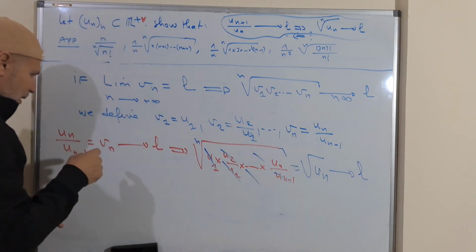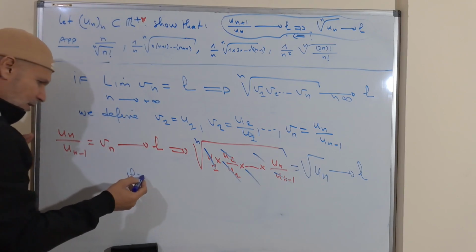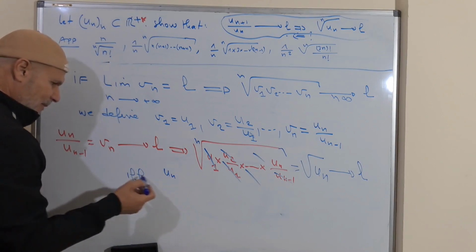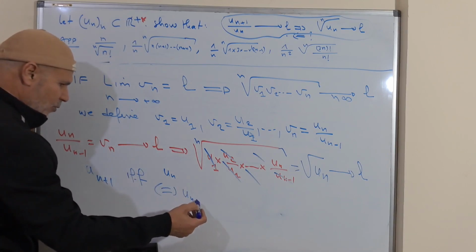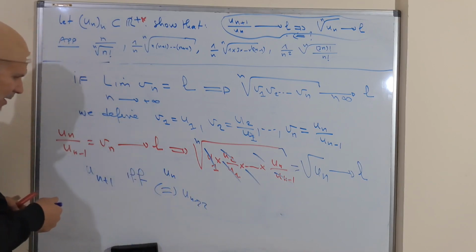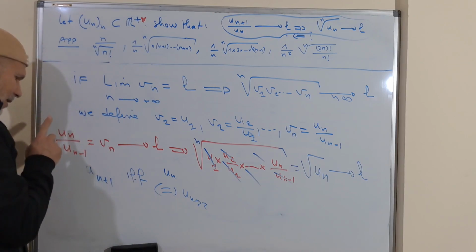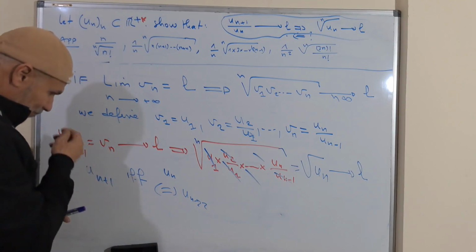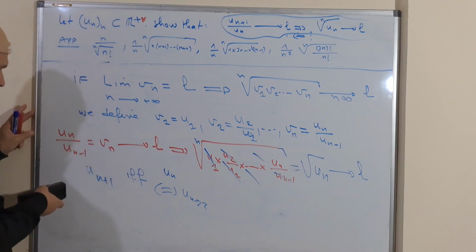Don't forget that Un converges if and only if Un plus 1 converges, which is equivalent to Un plus 2 converges, and so on. So here we have equivalence between them. This means that Un divided by Un minus 1 converges is equivalent to saying that Un plus 1 divided by Un converges also. This is the proof, the answer of the first question.